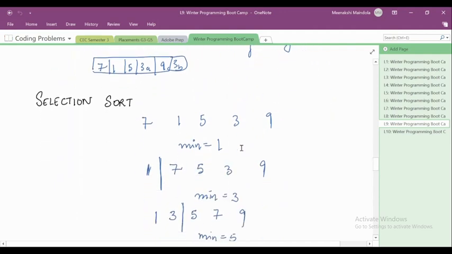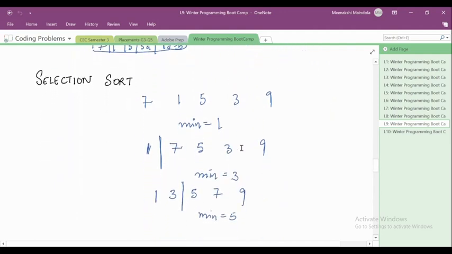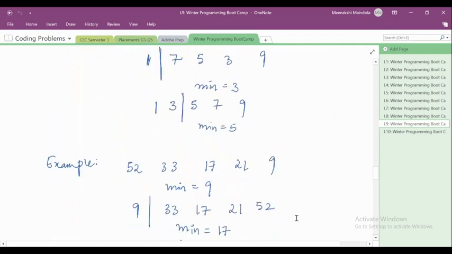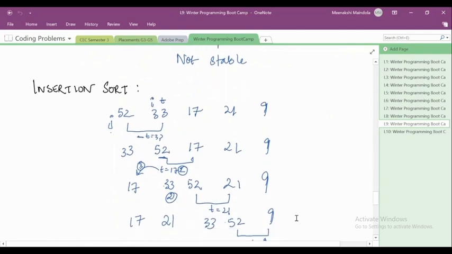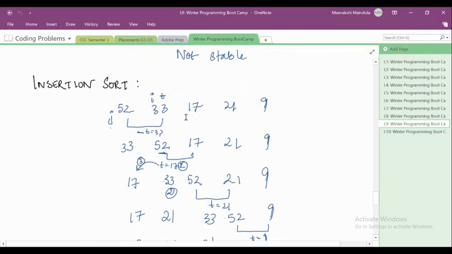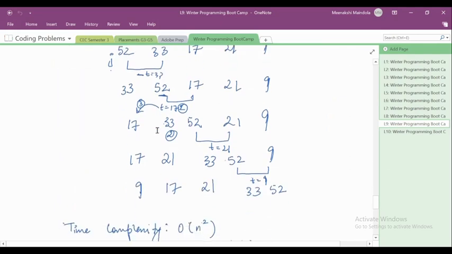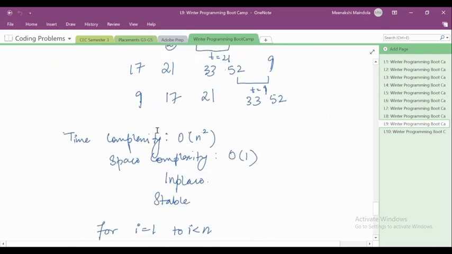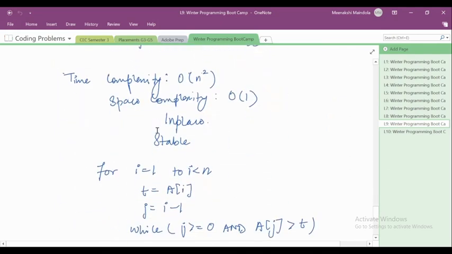In selection sort, we always find the minimum element, place it at its correct position, and then move ahead. In insertion sort, we simply pick up an element, store it in a temporary variable, compare it with all the previous elements, and find its correct position and place it. We also looked into the time and space complexities for these sorting algorithms.